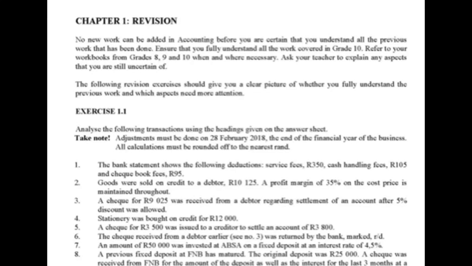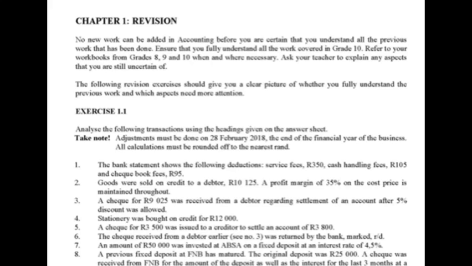Chapter 1. Revision. No new work can be added in accounting before you are certain that you understand all the previous work that's been done. Ensure that you fully understand all the work covered in grade 10. Refer to your workbooks from grade 8, 9 and 10 when and where necessary. Ask your teacher to explain any aspects that you are still uncertain of.